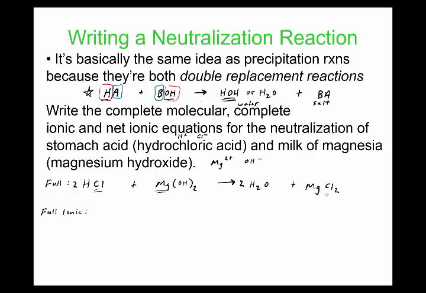So basically, what you're doing is breaking apart all the ions and writing them fully ionically. That 2 means if you have 2 HCls, you'll get 2 of those and 2 of those. In a way, you're distributing these coefficients when you go from full molecular to full ionic. So you have 2H plus and 2Cl minus, plus Mg2 plus. Now for that 2, we're going to write 2OH minus here just to indicate that we require 2 OHs in the formula for each Mg.